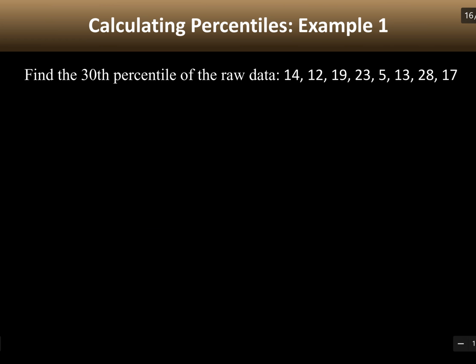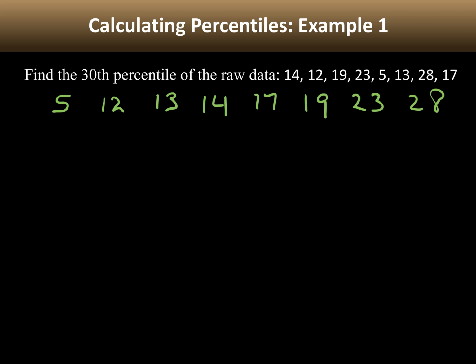The first example is to find the 30th percentile of the raw data. We can see that it is not in order from smallest to largest, and it's really important that we do that first. So 5 would be the lowest, then 12, 13, 14, 17, 19, 23, and 28. You can count to make sure we have all those. N in this case is equal to 8, the size of our sample.